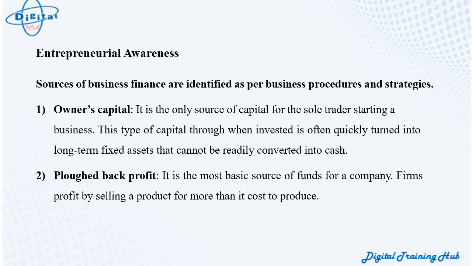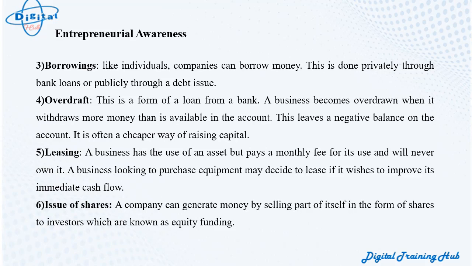Owner's capital. It is the only source of capital for the sole trader starting a business. This type of capital when invested is often quickly turned into long-term fixed assets that cannot be readily converted into cash. Plowed back profit. It is the most basic source of funds for a company. Firms profit by selling a product for more than it cost to produce. Borrowings. Like individuals, companies can borrow money. This is done privately through bank loans or publicly through a debt issue.